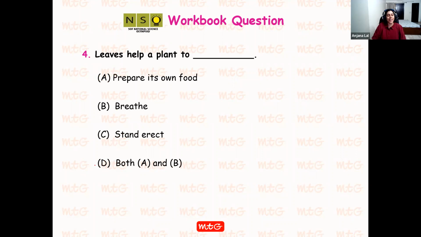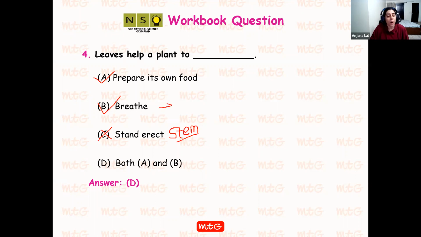I think the answer you gave earlier was correct. Yes? See, you don't have to get confused. Prepare its own food, correct. Breathe, correct. Stand erect, incorrect. This is what the stem does. Okay? Be confident whenever you are giving an answer. Just be confident when you are giving the answer. Okay? So leaves help the plant to prepare their own food.